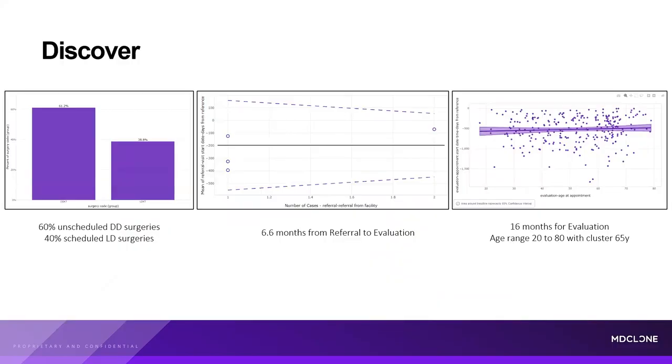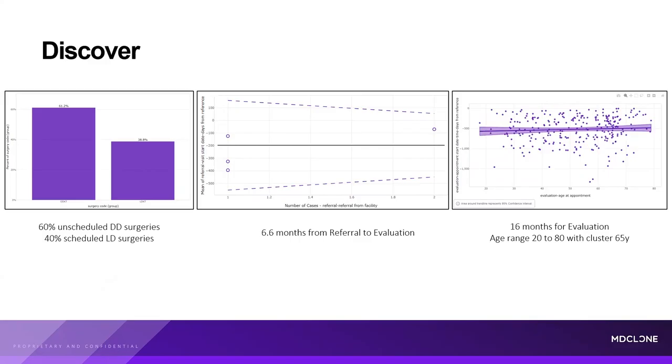Here are some visualizations that the Atoms platform allowed us to see. Here we see on the left graphic, 60% of this transplant program had deceased donor surgeries or unscheduled deceased donor surgeries, and 40% were scheduled living donor surgeries, which usually helps clinical operations when you have a scheduled surgery. So that was a good thing that we were able to see.